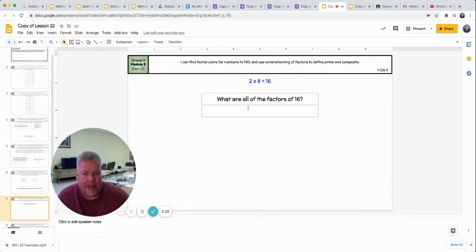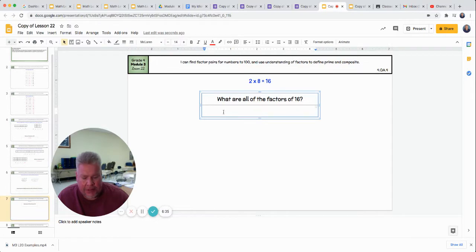All right. Factors of 16, all the factors of 16. So we know we've got a 2 and an 8, but let's start with the obvious. We've got 1 and 16 as factors, right? But then let's put that 2 and 8. Okay. Anything else? 3 times something is 16? No. 4 times something is 16? Yes. 4 times 4 is 16.